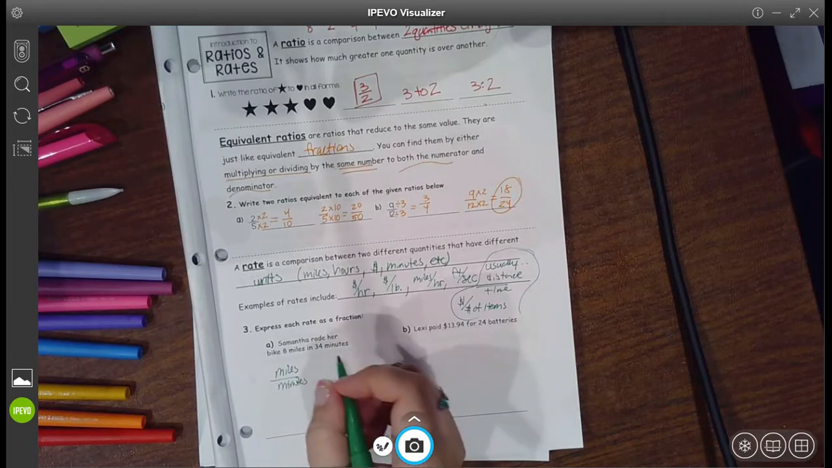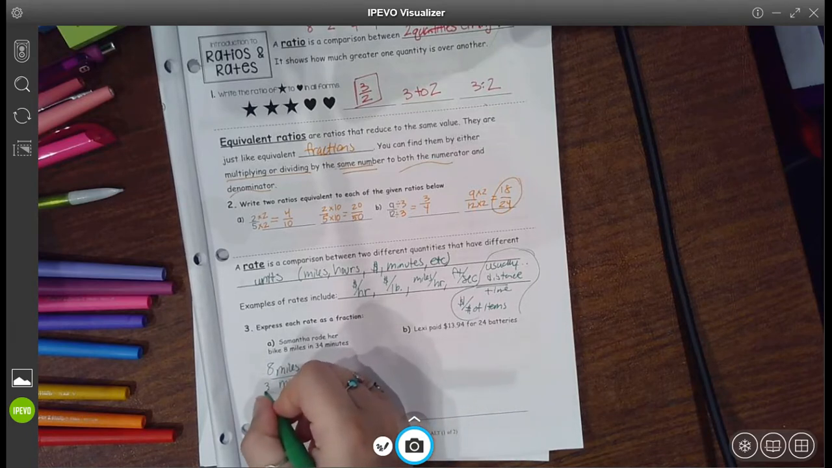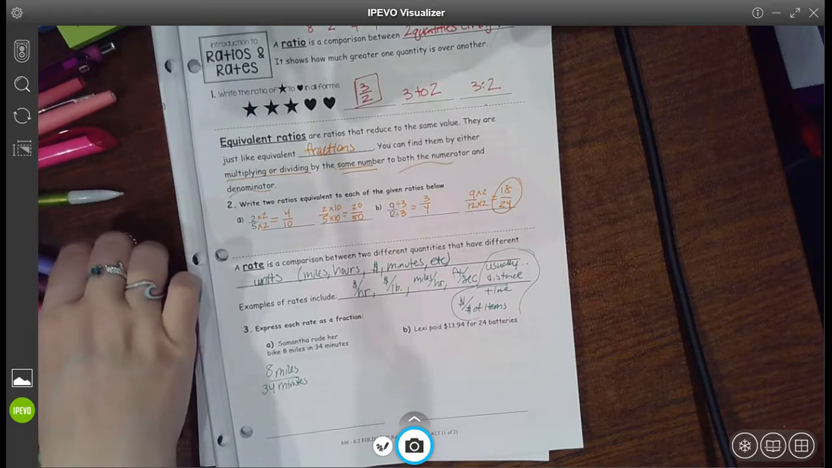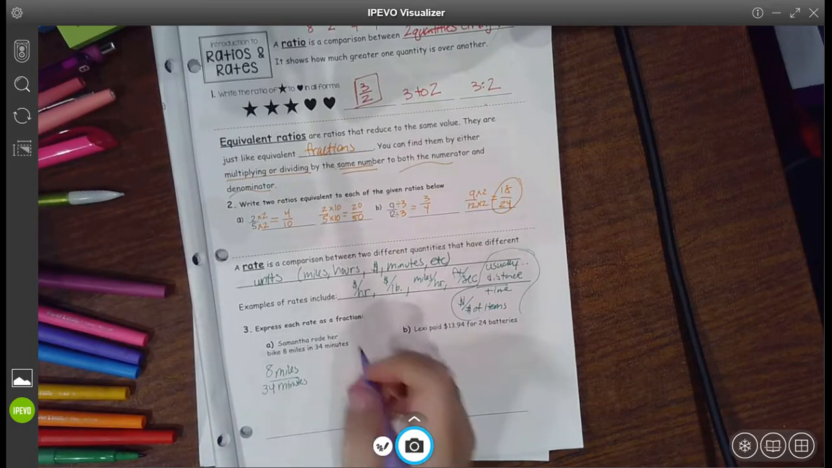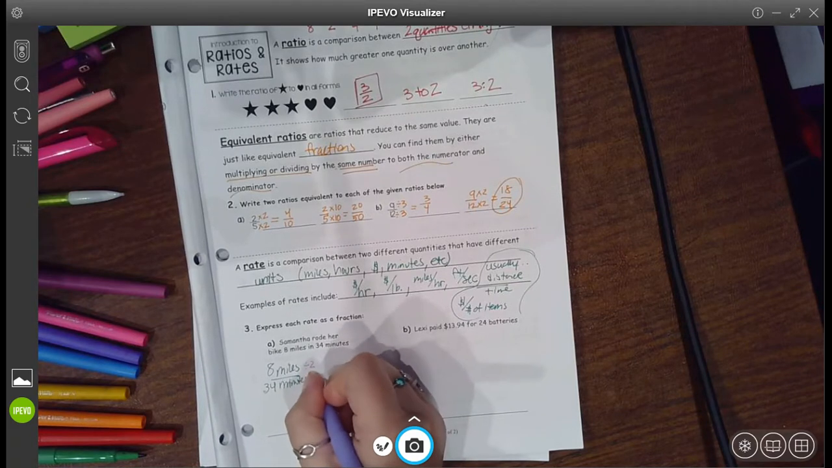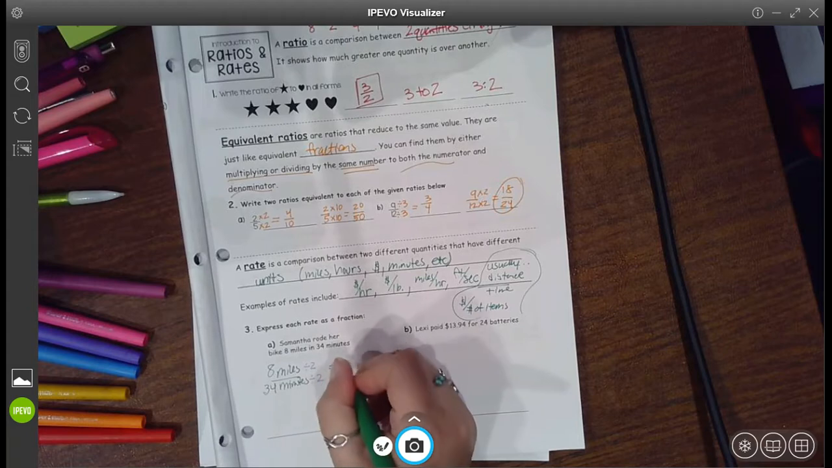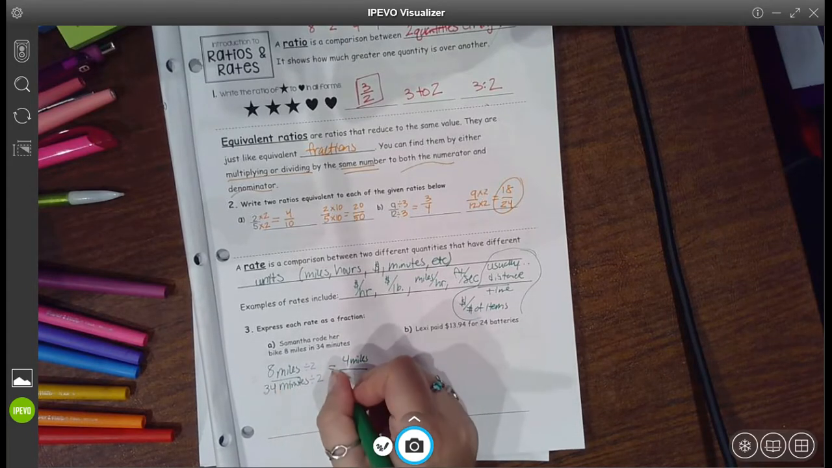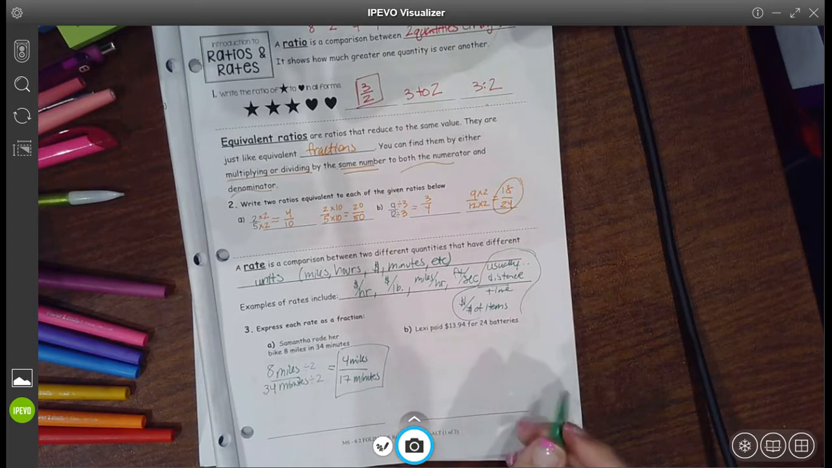Okay, so she rode her bike 8 miles in 34 minutes. Okay, and there you go. That's a fraction. And then usually they want these reduced as much as possible. So what can go into both 8 and 34? 2 can. So 8 divided by 2 is 4. So 4 miles on top. And 34 divided by 2 is 17. So she rode her bike about 4 miles every 17 minutes.